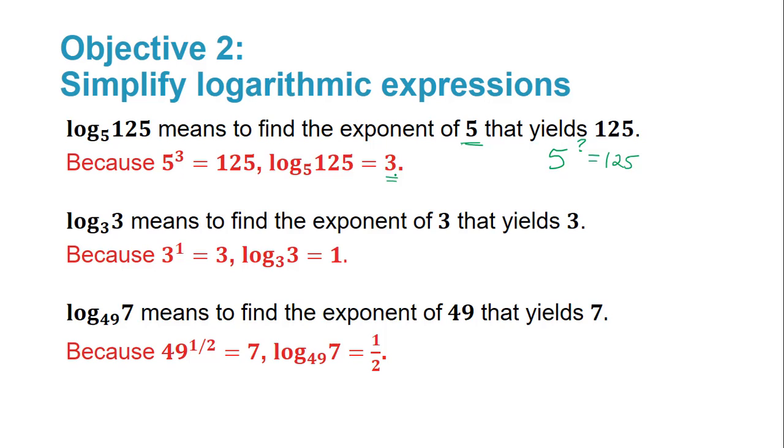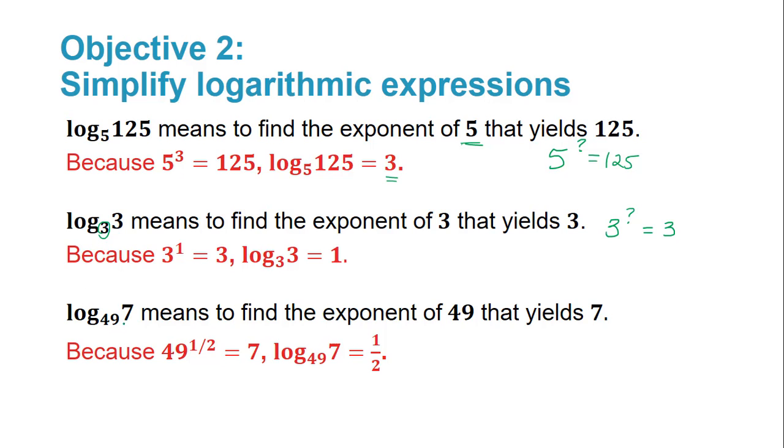Log to the base 3 of 3 means to find the exponent of our base 3 that gives us 3, right? 3 to what is 3? Well, that's 3 to the 1 is 3. Therefore, log to the base 3 of 3 is 1.